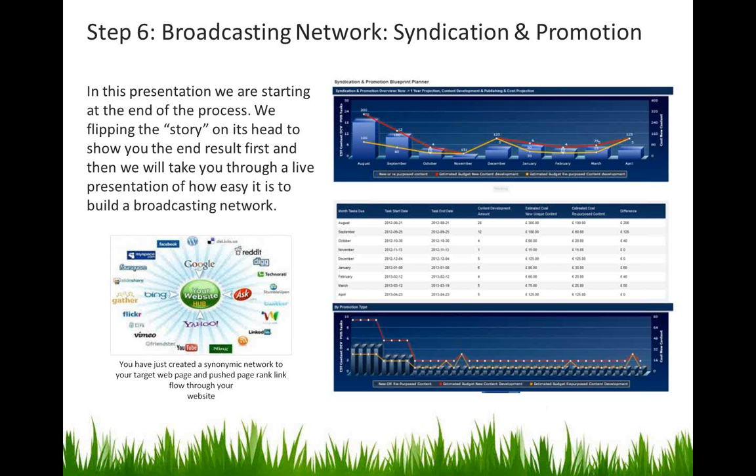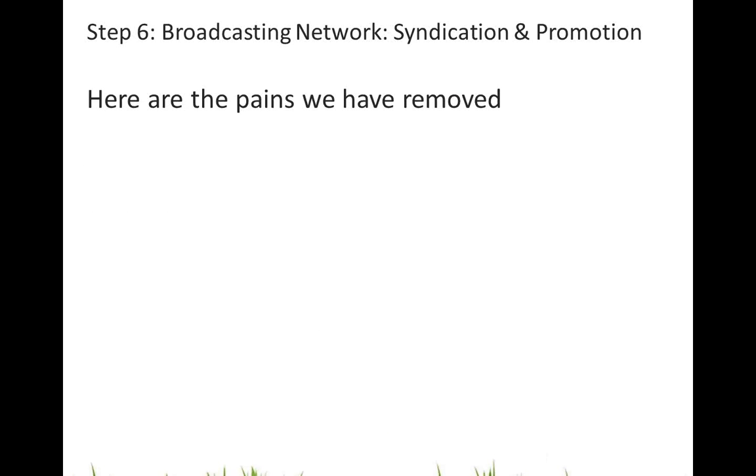Like I said, we're going to flip the story on its head and show you the end result, and this is going to be the end result for every single page within your website. If the green dot is one page in your website, you will create rankings from search engines to that page, as well as traffic and backlinks coming from all the social platforms around the web in different multimedia types. So you're creating a synonymic network that has targeted web traffic and pushes page rankings through your entire website. This is what we're going to do with the promotion and syndication.